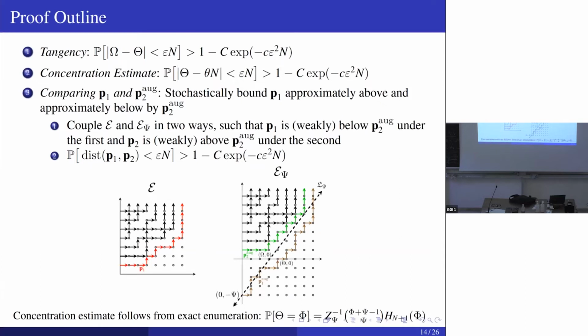So what you'll do is you'll couple E and E psi in 2 ways. The first way puts P1 below P2, and the second one puts P2 aug, this green curve, above the second curve in this ensemble. So I'm basically going to sandwich P2 aug, this green curve, between the red curve and the curve right above it.